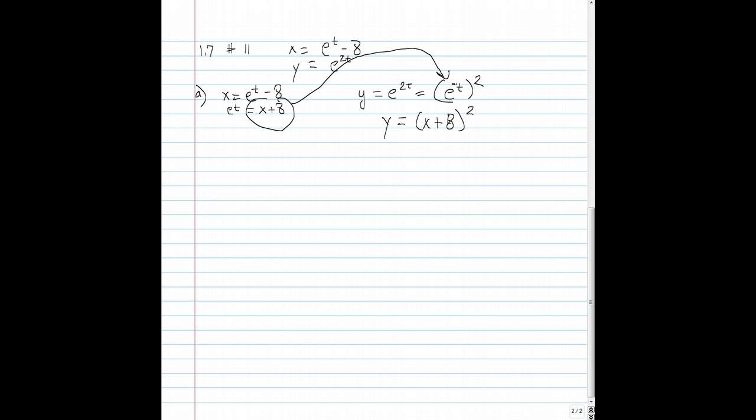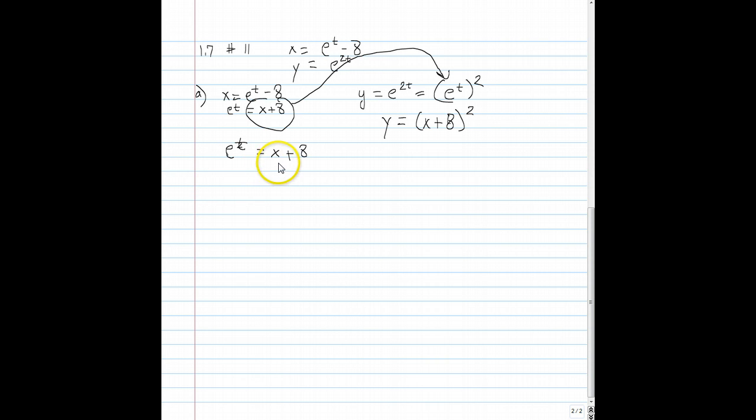And then we have to figure out the restrictions on x. So if we think about this e to the t here, this is what's going to help us find the restriction. E to the t equals x plus 8. This e to the t is never going to be negative. It can be 0, but it can never be negative. You can punch this in your calculator. E is always a positive.